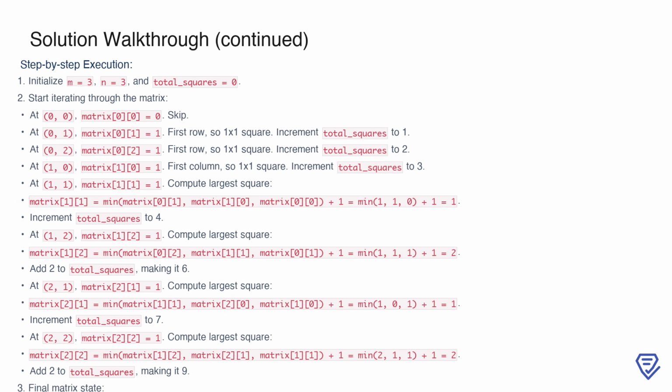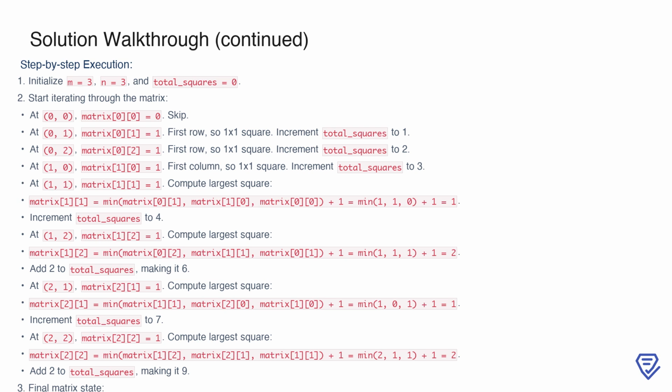At 1,1, the value is 1. To compute the largest square here, we take the minimum of its top, left, and top left diagonal neighbors, and add 1. This gives min(1, 1, 0) plus 1 equals 1, so we increment total_squares to 4. At 1,2, the value is 1. Similarly, the largest square is computed as min(1, 1, 1) plus 1 equals 2, indicating a 2 by 2 square. Adding this, the count becomes 6.